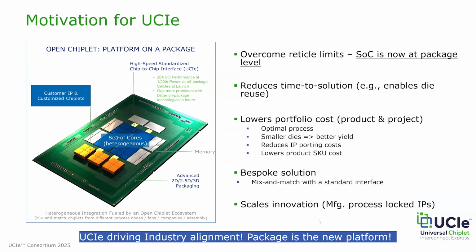Second challenge is yield. Larger dies have challenges with the yield. Smaller chips, of course, they yield better. Third one is around on-package memory. We need to deliver high memory bandwidth to feed the processing capabilities that we are developing. And then there are other emerging drivers like IP porting costs. These are exploding with the advanced process nodes.